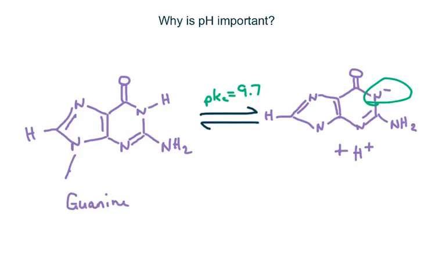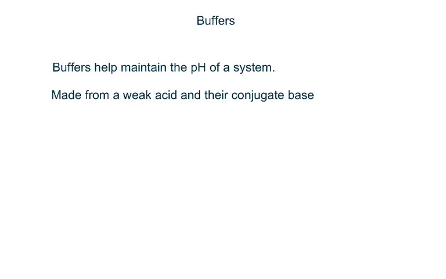So it's very important to maintain a certain pH in biological systems so you don't have this happening. And the way that we do that is through the use of buffers. So a buffer will help maintain the pH of a system. Buffers are made from a weak acid and its conjugate base.